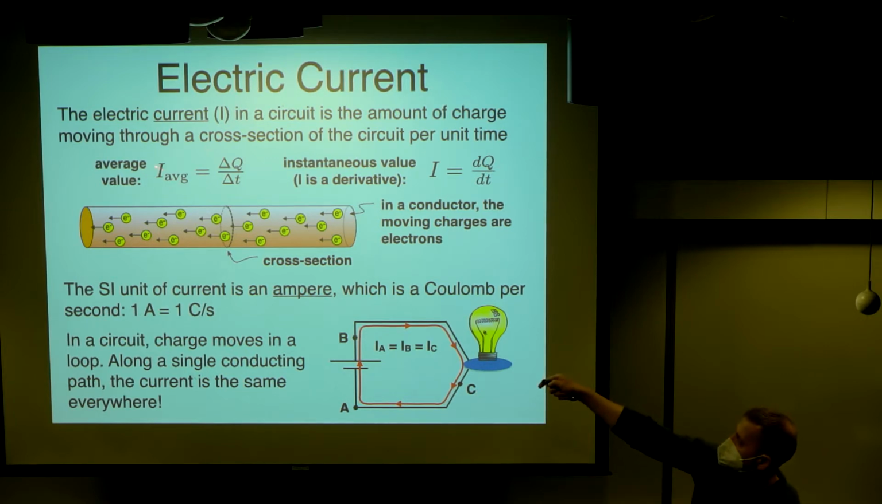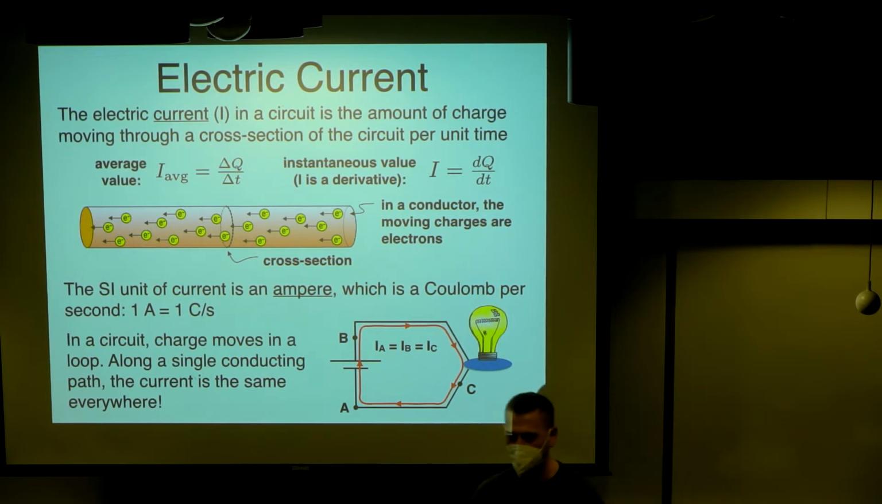Okay? So the average value of the current in some time delta t is delta q, the amount of charge that's moved past here, divided by delta t, how long it took to move past there. Now, like with any kind of rate like this, we can define an average value, which is delta Q over delta T for some kind of finite time interval delta T.